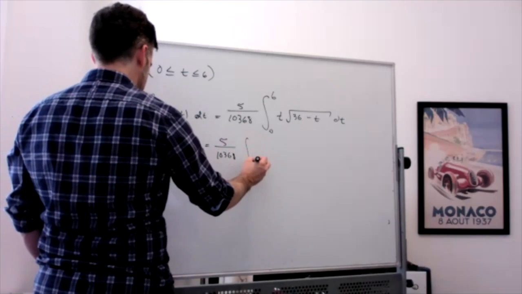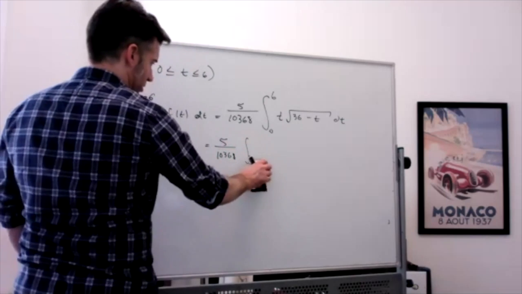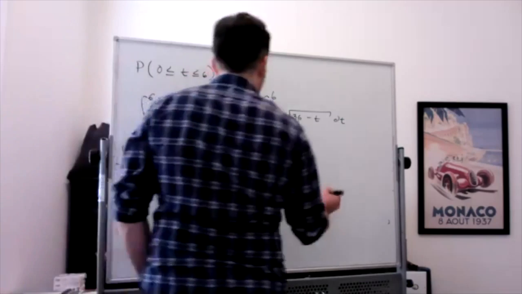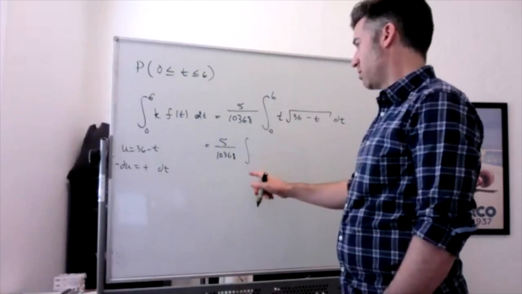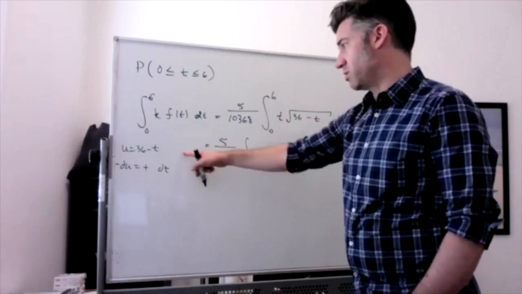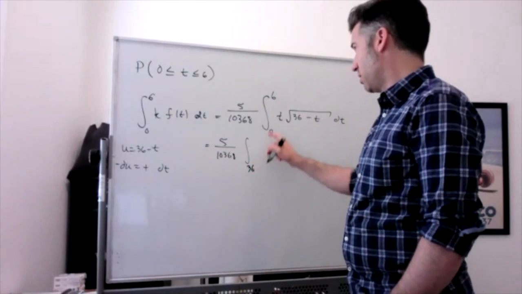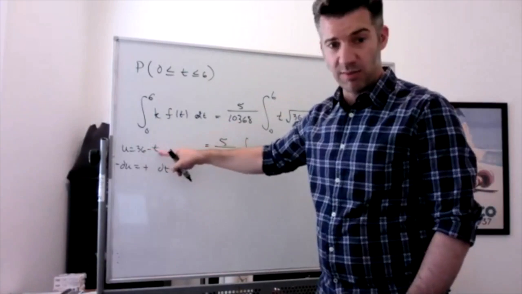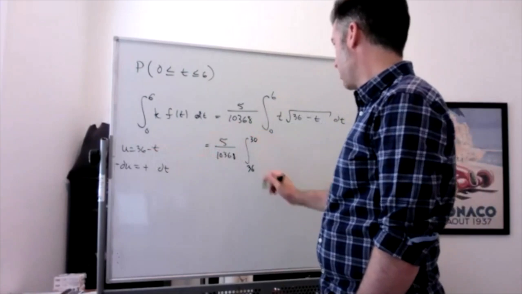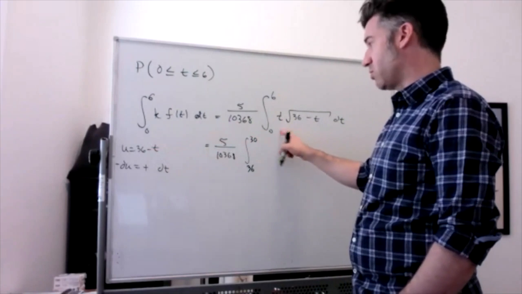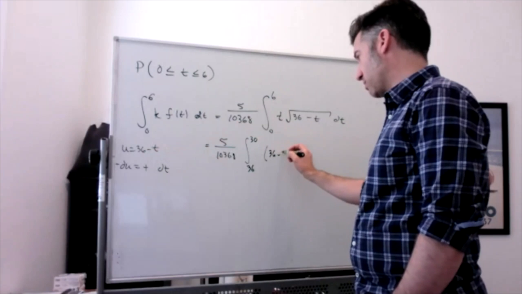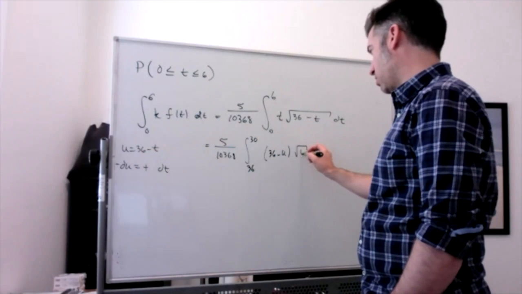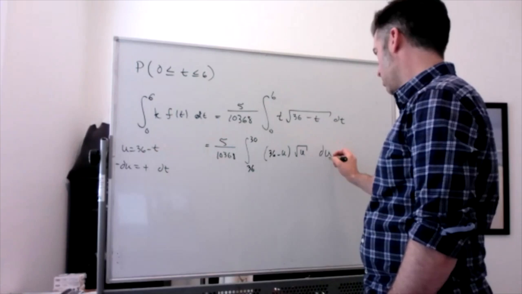Let's change it into integration in u. If t is 0, u is going to be 36. If t is 6, u is going to be 36 minus 6, which is 30. And then we have t, which is equal to 36 minus u, times the square root of u.